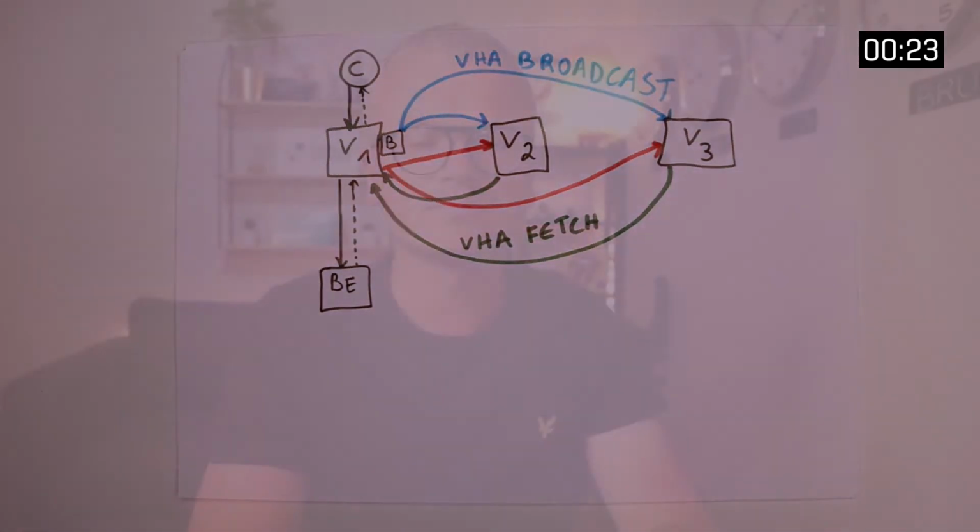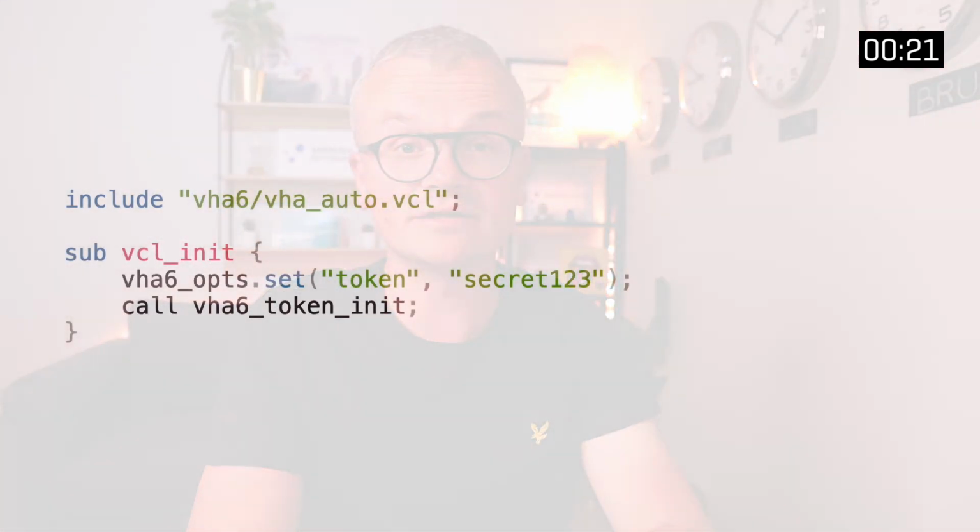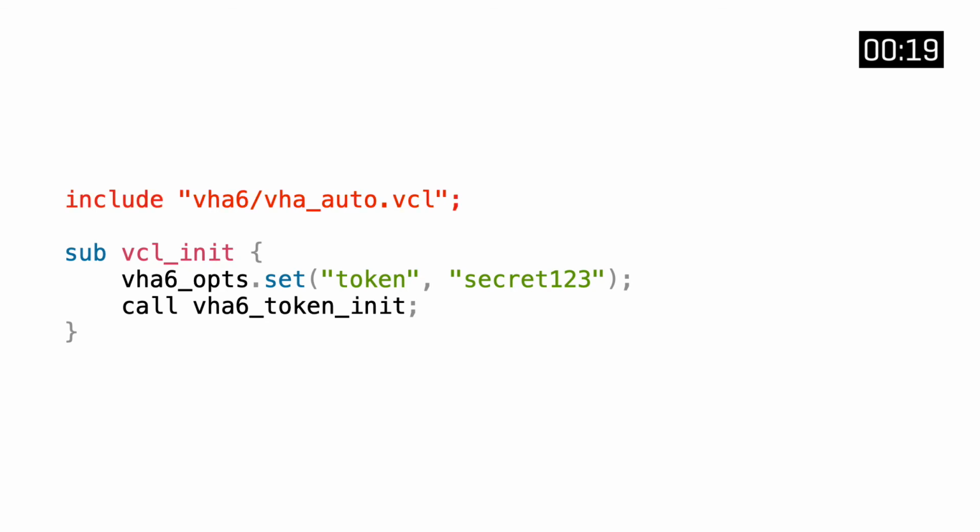Because VHA is written in VCL, getting started is super easy. It's just a matter of including the bootstrap file, which is shipped with Varnish Enterprise, setting the secret token for replication in the VCL init subroutine, and calling vha6_token_init to start the replication, and the rest happens automatically behind the scenes.